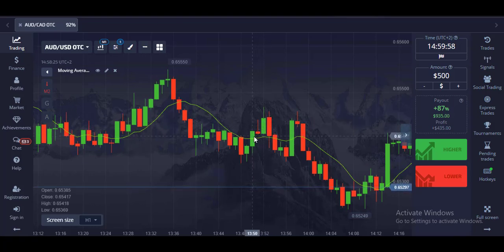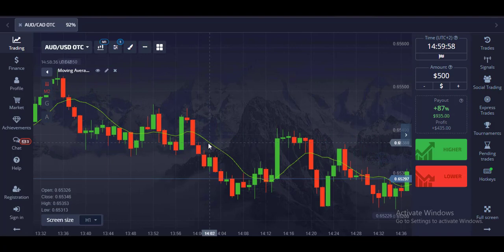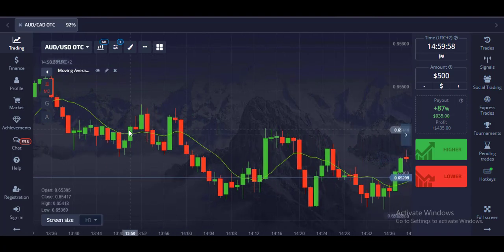That's also a sign that it's definitely going with the bullish candles, the green ones. When we come here, you see it clearly shows this big green candle crossing in the middle.